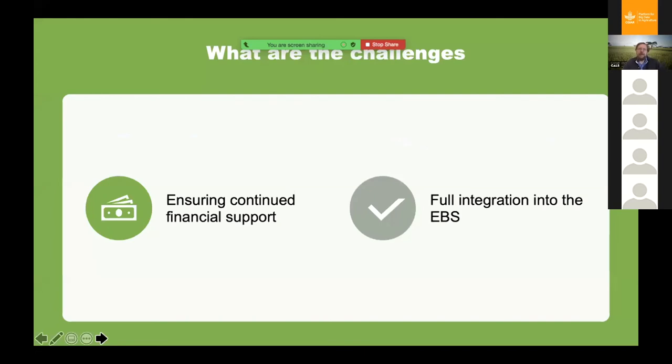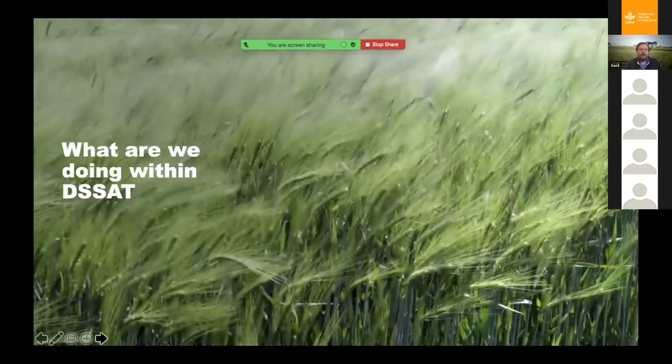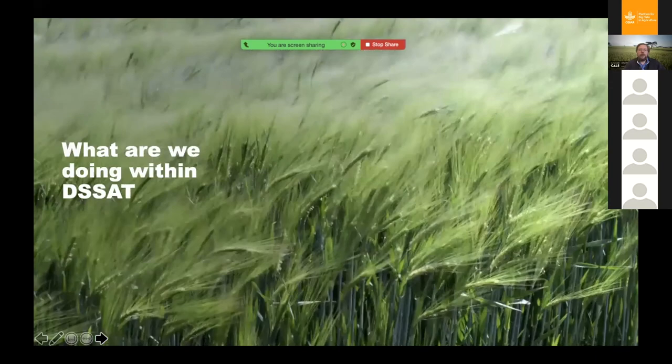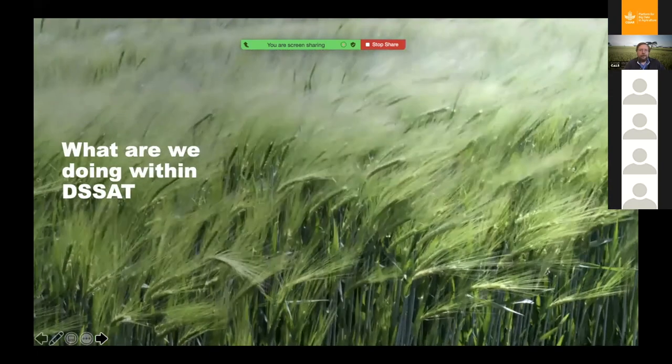What are our challenges? Like many different folks, ensuring continued financial support. And right now we're a pilot. It would be great if we were part of the full integration into the EBS. So that's something next. So what are we doing within DSAT?